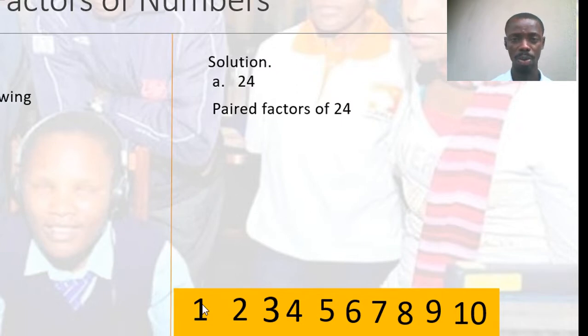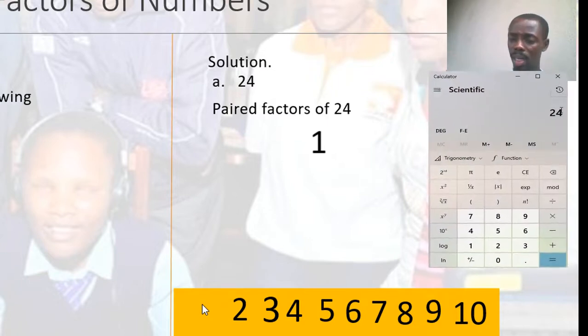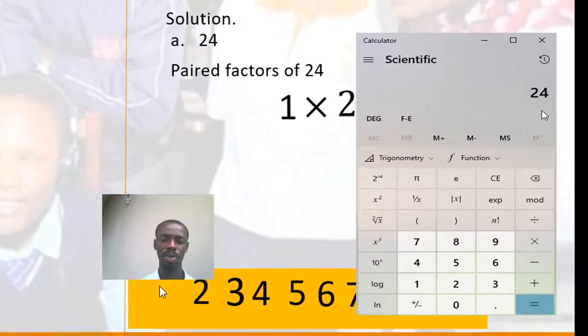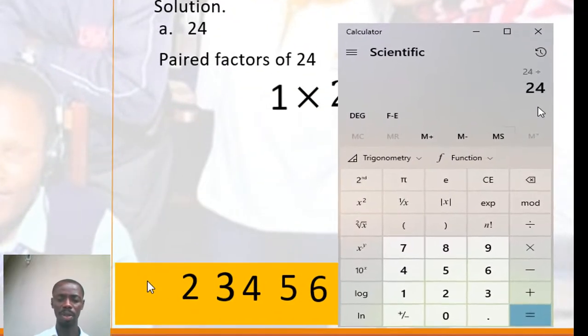Yes or no? If your answer is yes, so no problem. You pick 1, just like you see 1 here. You pick 1, then how many times does it divide into 24? I guess it's 24 times. So 1 divides 24 times. So that's 1 by 24 gives 24.